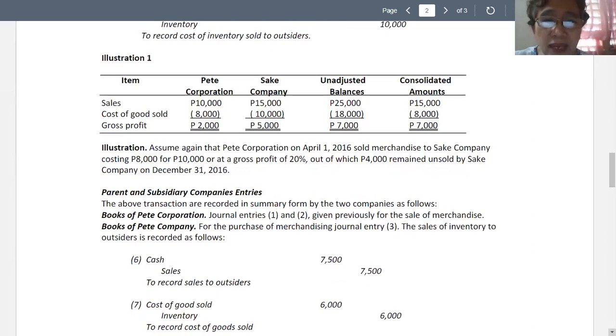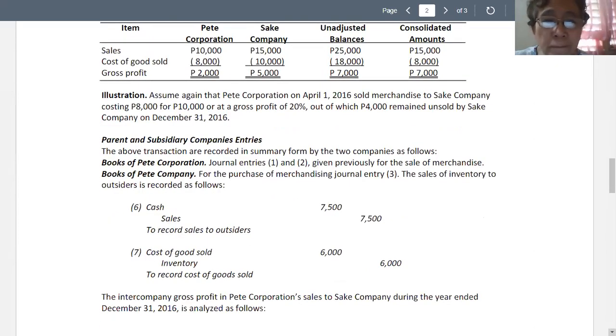So we now have the follow-up entries for the intercompany profits for the year. Okay, so take note that we have now your recording of the parent and the subsidiary entries for sales, which involves inventories with inventory at the end of the year. In other words, not all of the merchandise were sold during the year, but you had some inventories in that form.